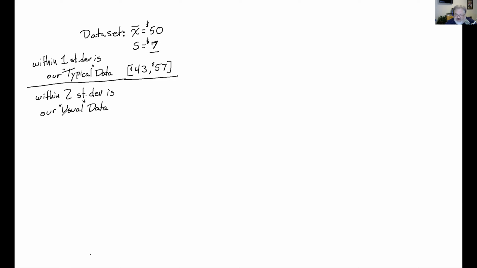So when you see that word usual in any assignment, in any homework problem, in any test question, that word usual should immediately connect to 2 standard deviations. For this particular data, our usual range is going to be between 36, if we subtract another 7, and 64.